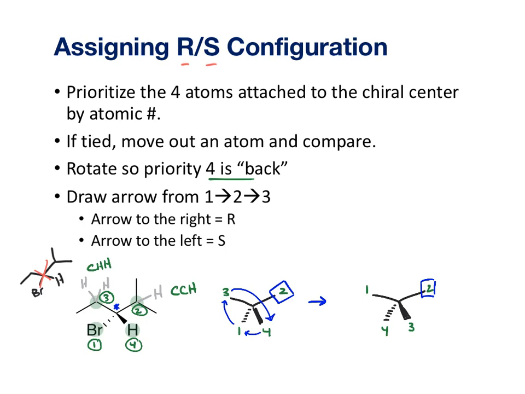So just draw an arrow from your priority 1 to priority 2 to priority 3. If your arrow goes to the right, as this one does, it's R. If it goes to the left, it's S. So that's R. And in our original molecule here, that chiral center has the R configuration.